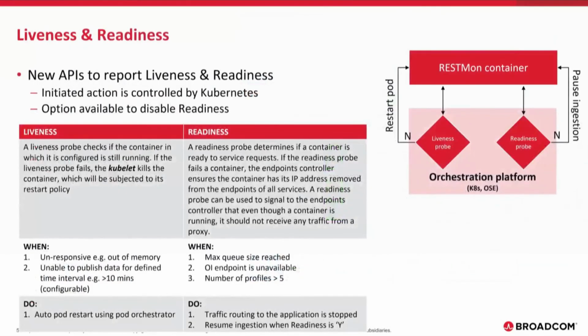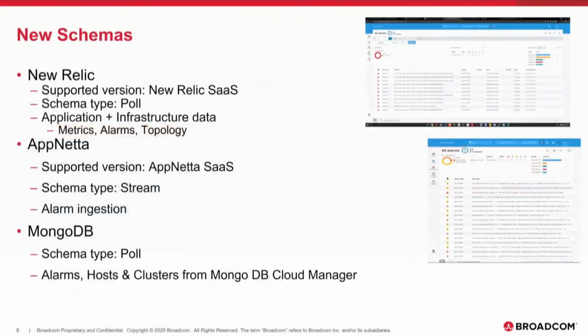Okay, so I'm not going to go a little deeper into this one, and the new schemas that I was talking about earlier: New Relic, AppNeta, MongoDB, and a couple more. So this is about what it does. New Relic is a polling schema, getting all your infrastructure and application data, metrics, alarms, and topology. AppNeta is a streaming schema, just does alarm ingestion. MongoDB, again, is a polling schema. It does alarm, host and clusters from MongoDB Cloud Manager.